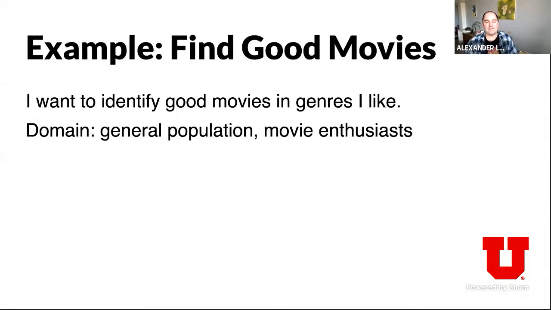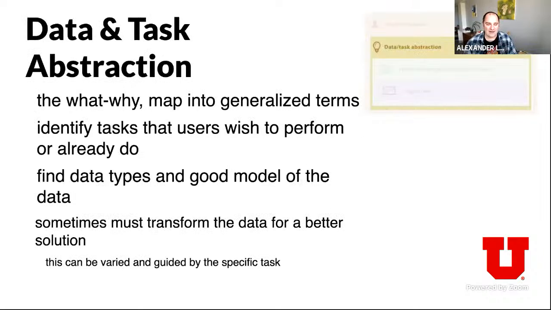So a simple example would be to find good movies. Let's say I want to identify good movies in genres alike, and then I can think of who my audience is here. It's the general population or movie enthusiasts. And I'll use this as a running example as we go down these different levels. So the goal here is to identify good movies in the genres alike, and then next we'll have to think about what it is that this actually means.